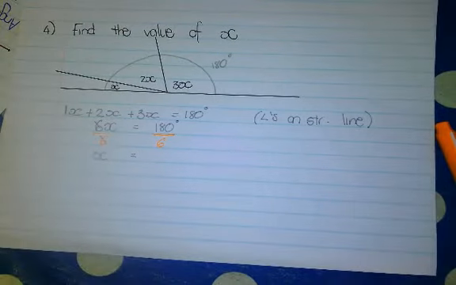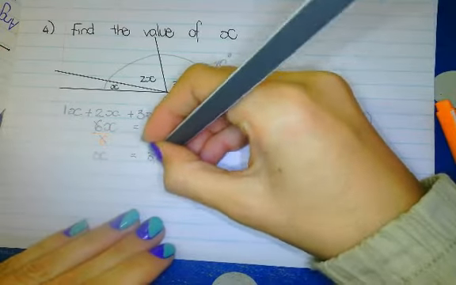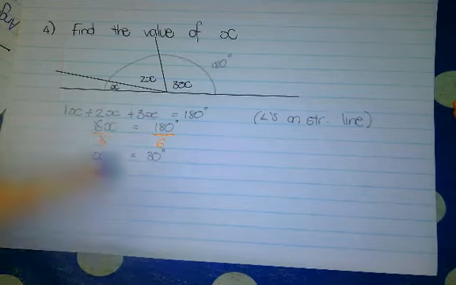That's what we want, to have just an x. And then on the right-hand side, 180 divided by 6 is 30. Is that 6, 12, 18? Yes, 30 degrees. Okay, so each one of these x's is 30.